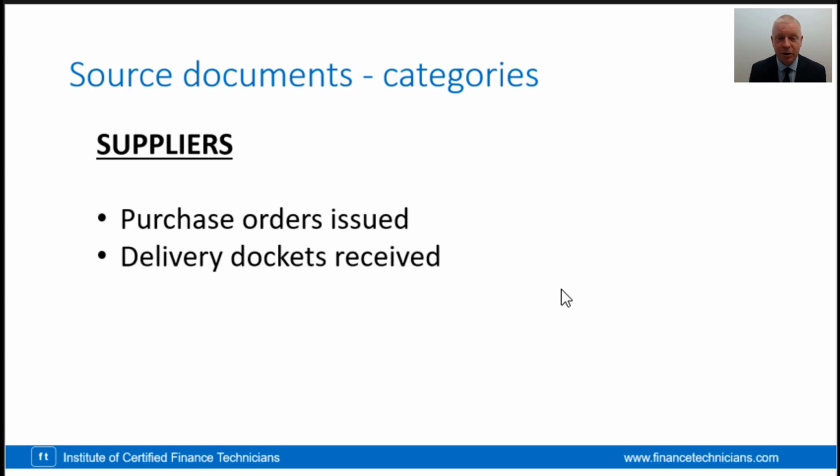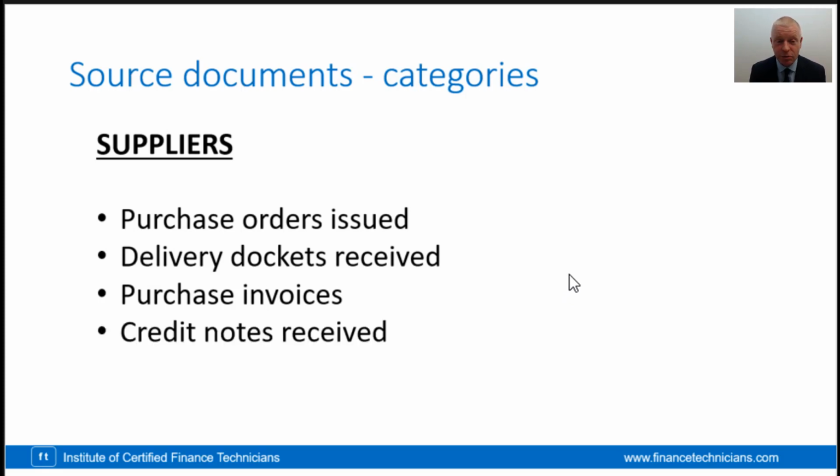Next up will be delivery dockets received. So at this stage, you will get a copy of the delivery docket that you have signed for on receipt of the goods that you receive from a supplier. Purchase invoices, again, will just list down what you've bought at what prices in what quantities, or detail the service you've received with similar details. Credit notes received, so therefore if you have a credit that you're due, you're going to get a credit note that will itemize what that is.